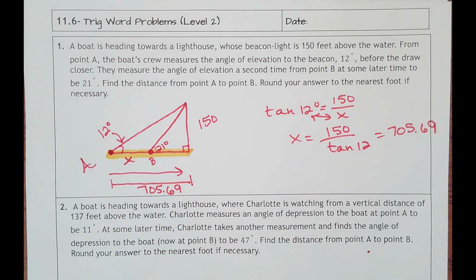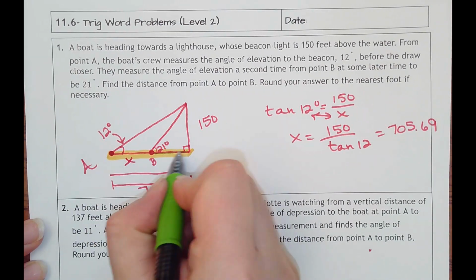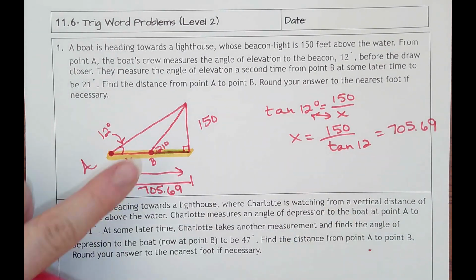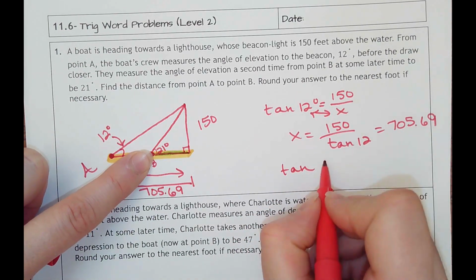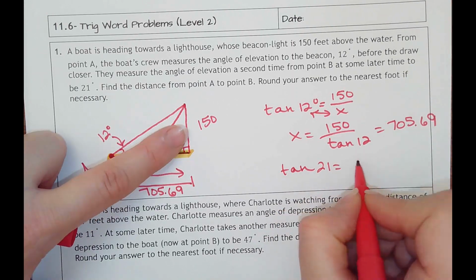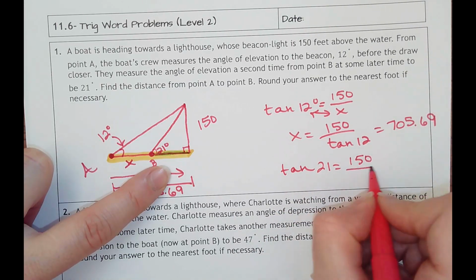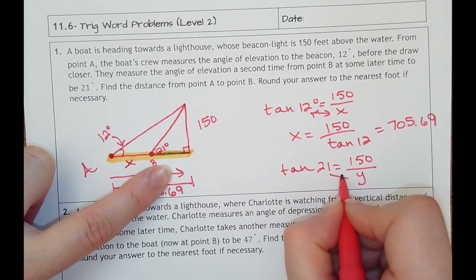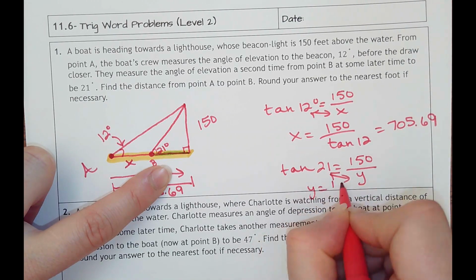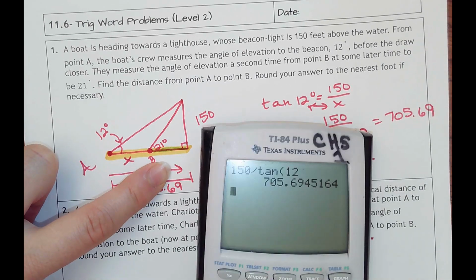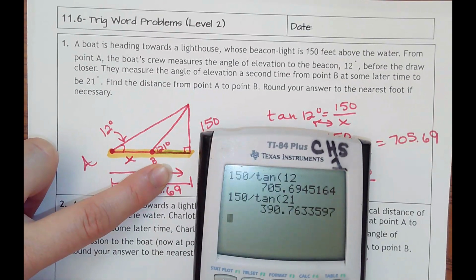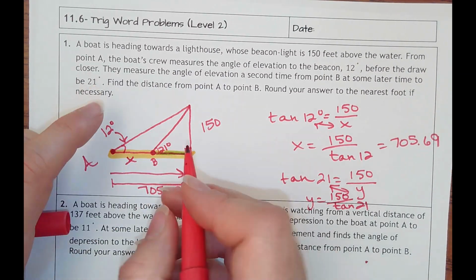All right, now I'm going to find just from B to here. So the only thing that changes is my angle of elevation. Now I'm going to have tangent of 21 degrees. Opposite still the lighthouse. Over, call it x, call it y, whatever you want. Swap these. So really y is going to be 150 divided by tangent of 21. And it's 390.76 from here to here.